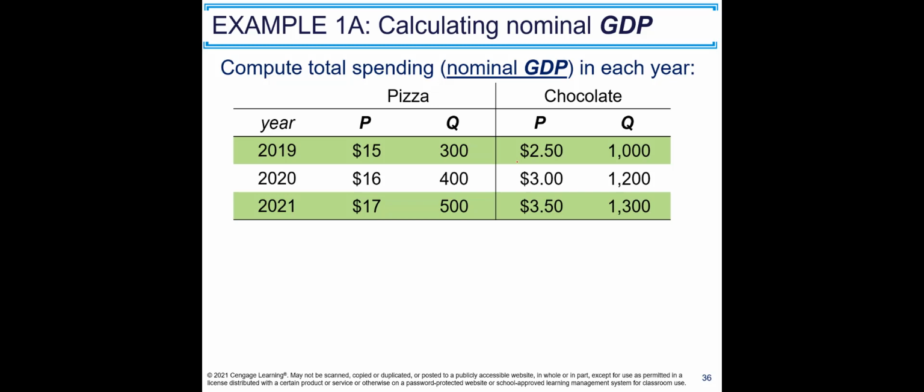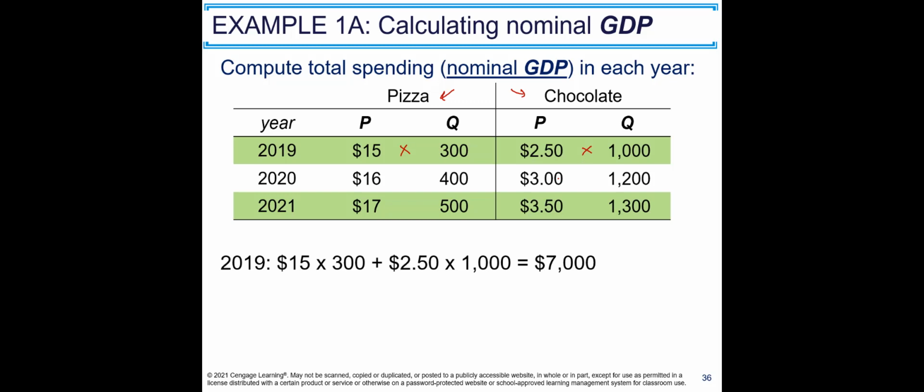Let's first calculate the nominal GDP in each year. So in each year, we produce two goods, pizza and chocolate. And we know that GDP is the sum of the value of the two goods produced in that country. So each pizza is 15 times 300. Each chocolate is 2.5 times 1000, which gives the nominal GDP for 2019. So 2019: 15 times 300 plus 2.5 times 1000, 7000 is the nominal GDP.